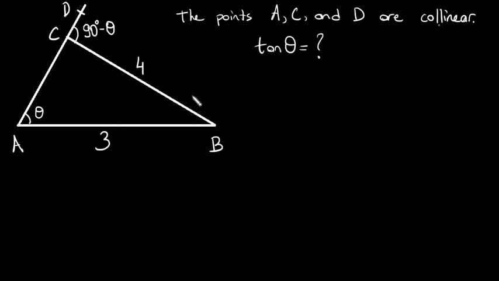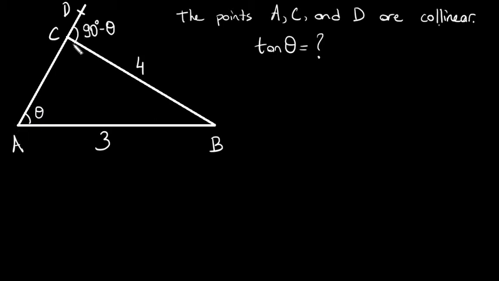Alright, so let's do another example about the law of sines. Let's see the example first. As you see, the points A, C, D are collinear. That means this line is a straight line. So from A to D, this is a straight line.